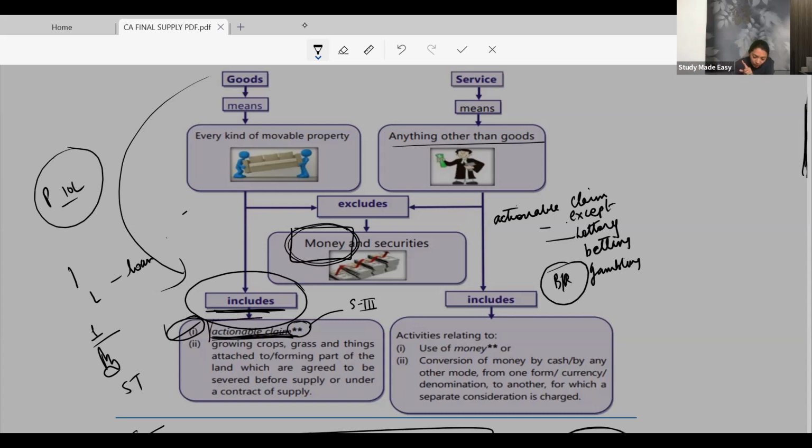Therefore, first they included actionable claim in the definition of goods. Now it is goods. And then in schedule number 3, Kumar, what have they excluded? Every actionable claim they have excluded, but they are saying this is not excluded. That means GST is levied on lottery, betting, gambling. So are you getting one thing? If they want to include something, first it should come in the definition of supply. So everything they have included in the definition of supply. Now, either in schedule number 3 they are excluding, or through mega exemption they will exclude things.